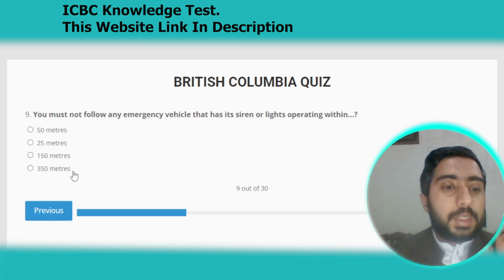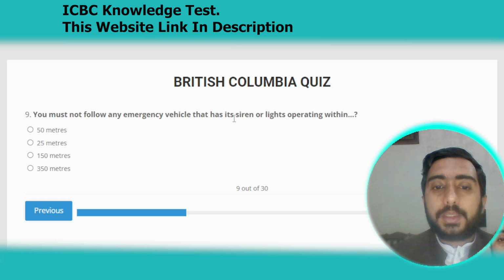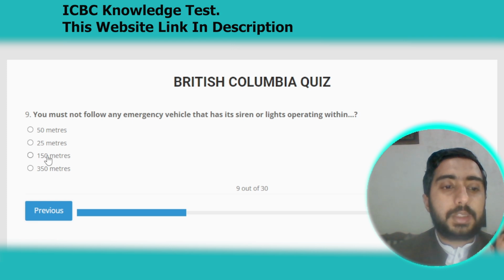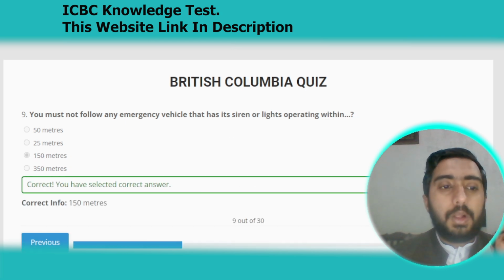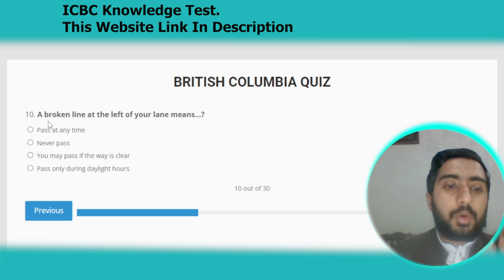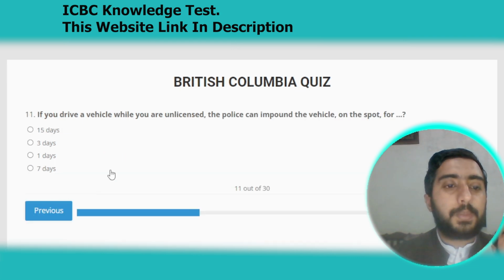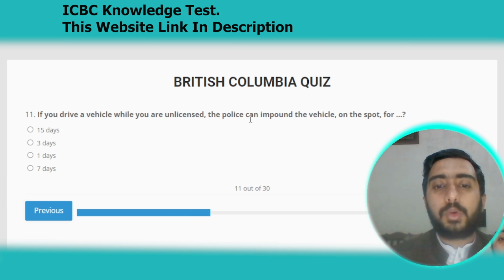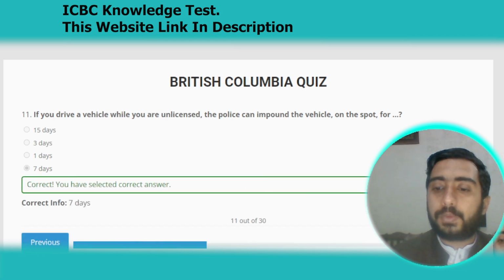Next one, question number 9. You must not follow any emergency vehicle that has its siren or lights operating within 150 meters. Option C is the correct one. Next question number 10. A broken line at the left of your lane means you may pass if the way is clear. Next one, question number 11. If you drive a vehicle while you are unlicensed, the police can impound the vehicle on the spot for 7 days. Option D is the correct one.